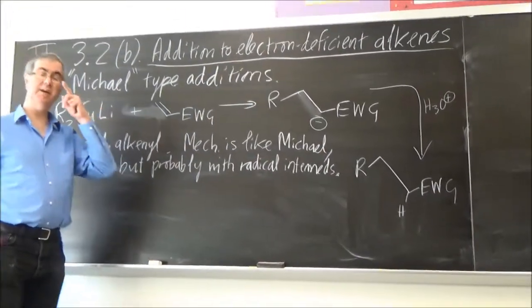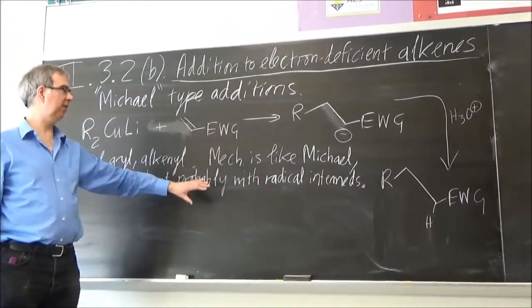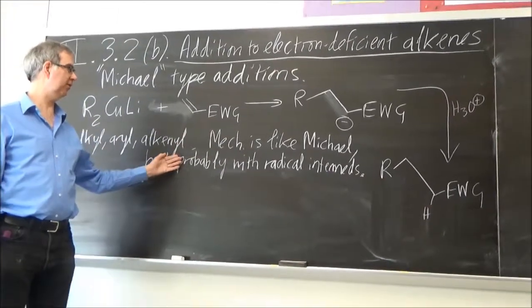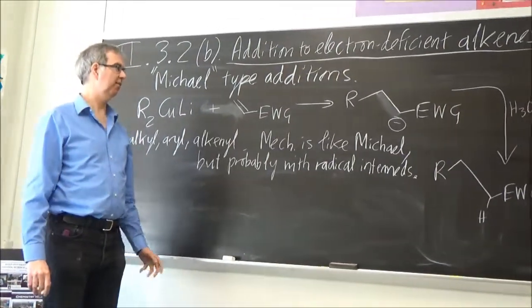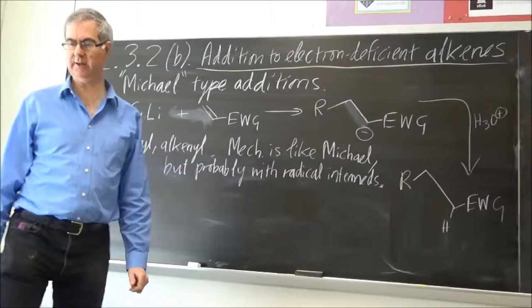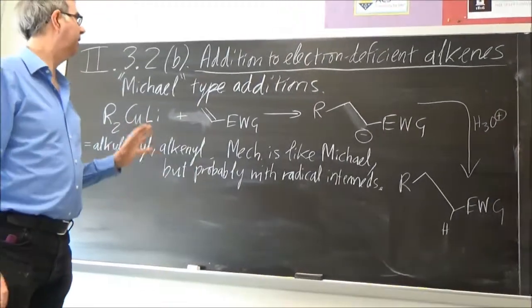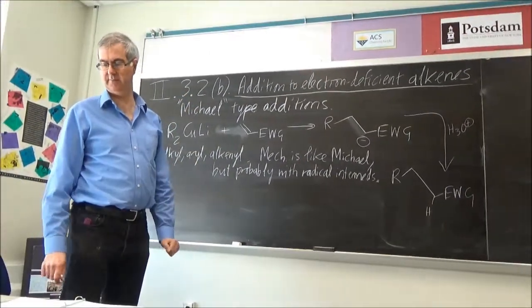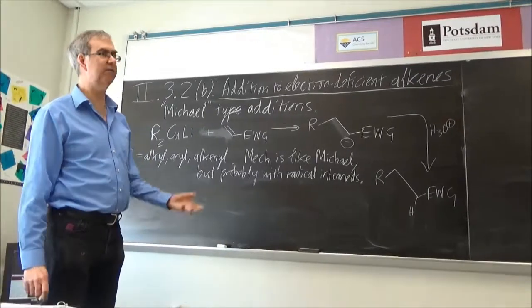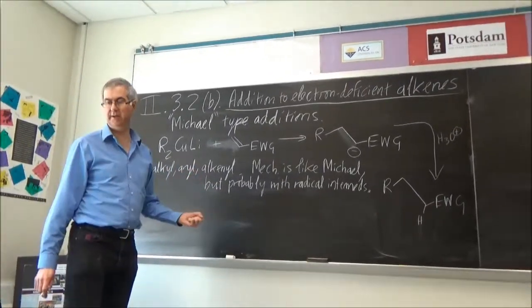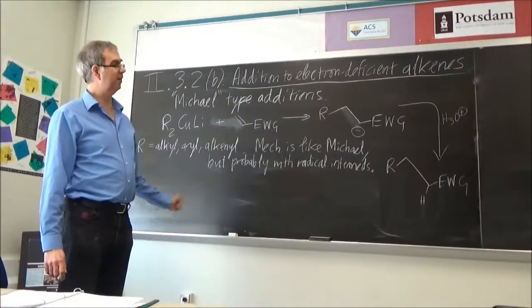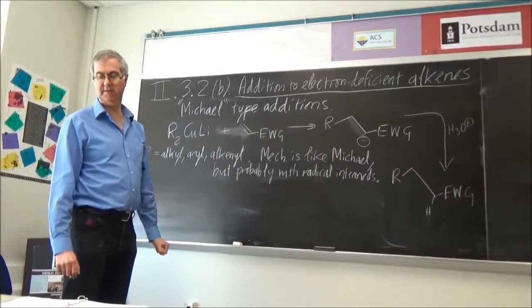The mechanism is similar to the Michael, but whenever you have copper 1, there's a likelihood of there being radical intermediates as well, so it's probably not as simple as a Michael addition would be with something like CN minus adding. But the net process is the same.